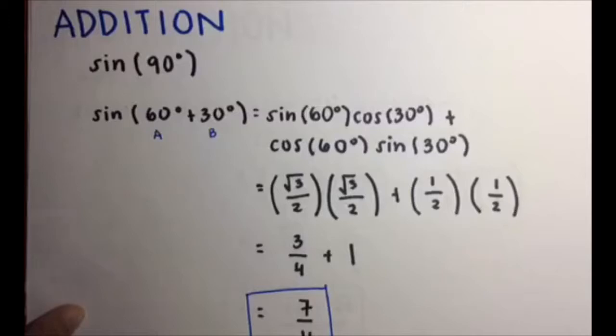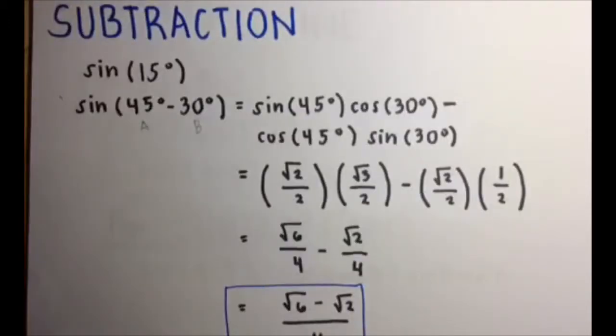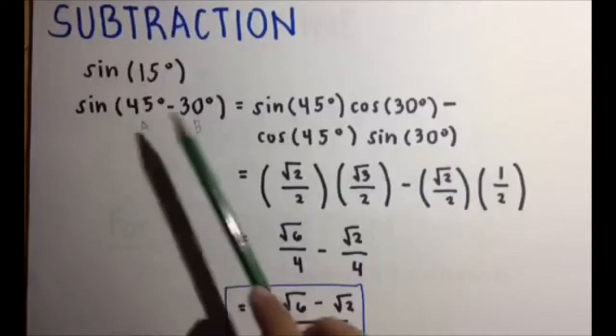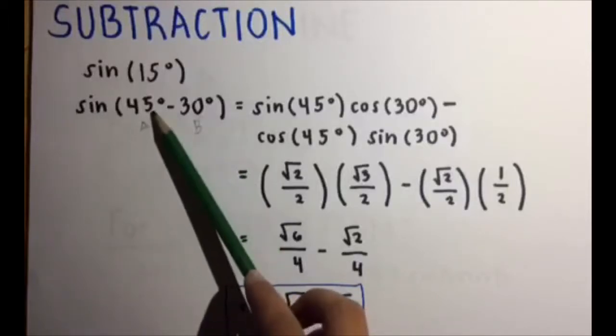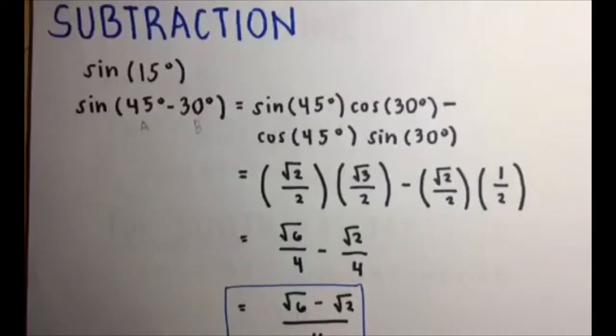Our next example is subtraction. So we have here sine 15 degrees. Just like what we did in addition, we have to think of two common angles whose difference is 15 degrees. The two common angles are 45 degrees and 30 degrees. 45 degrees will be our A and 30 degrees will be our B. Now, let's substitute it to our formula.